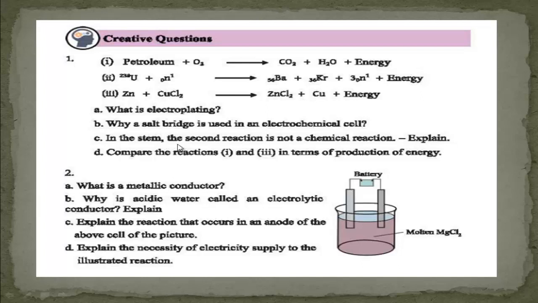In the stem, the second reaction is not a chemical reaction. Explain. What is the second reaction here? Uranium, and this is actually a nuclear reaction, isn't it? So why is this not a chemical reaction? I have explained in my lecture. A chemical reaction means where electrons from the valence shell actually take part in the reaction, isn't it? Either these electrons are accepted or released from the valence shell. But in nuclear reaction, electrons don't have any role. Actually here a nucleus is transformed into another nucleus.